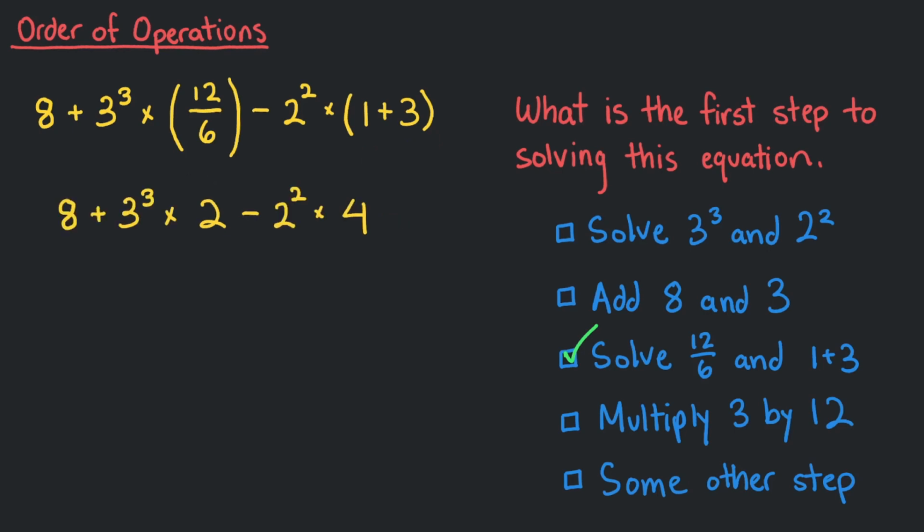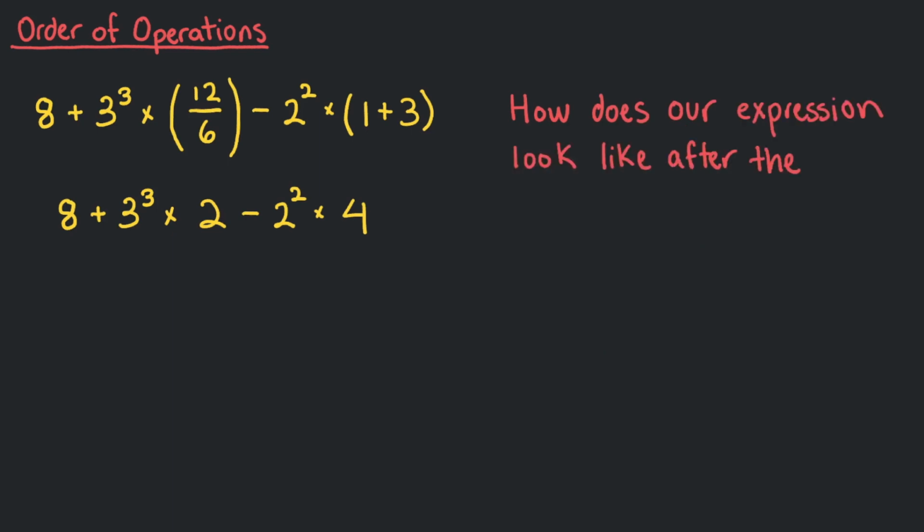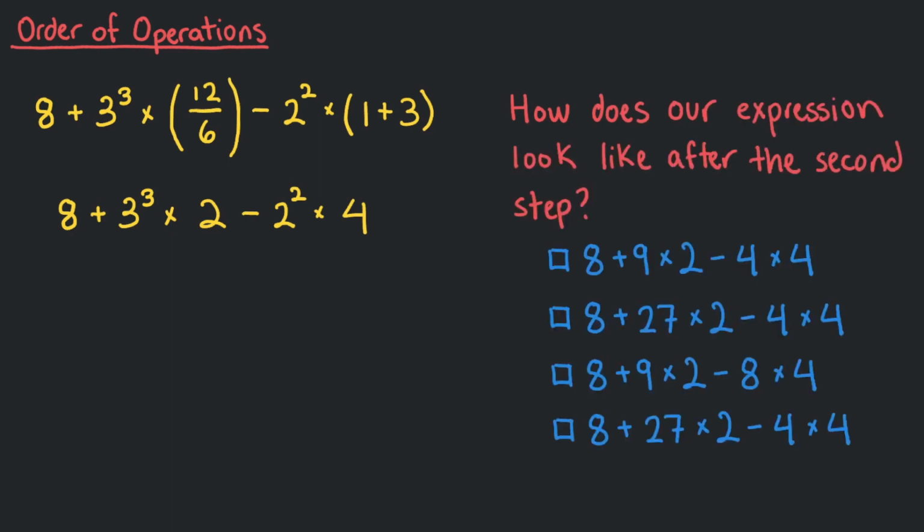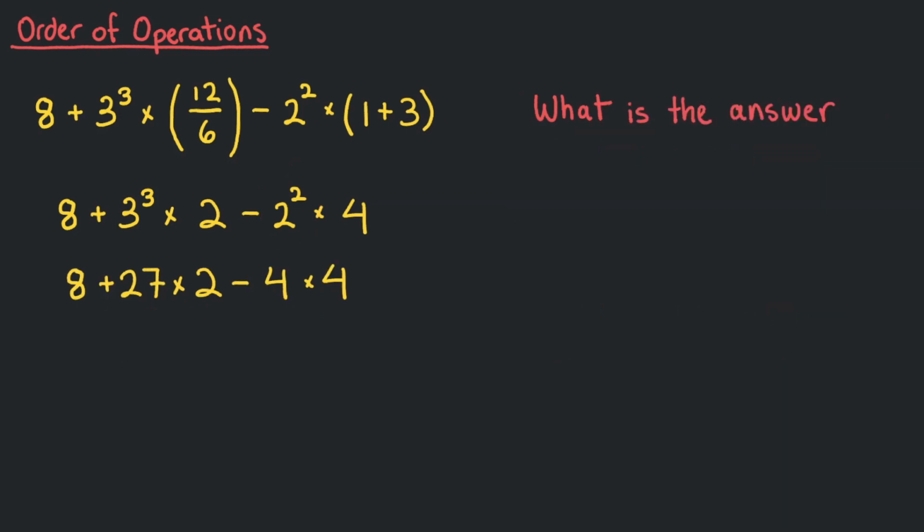Now, with no parentheses, how does our expression look like after the second step? 3 cubed is equal to 3 times 3 times 3, which is 27. For 2 squared, we would need to multiply 2 by itself 2 times. So 2 times 2 is 4. Our equation now looks like this. What is the answer to this expression?